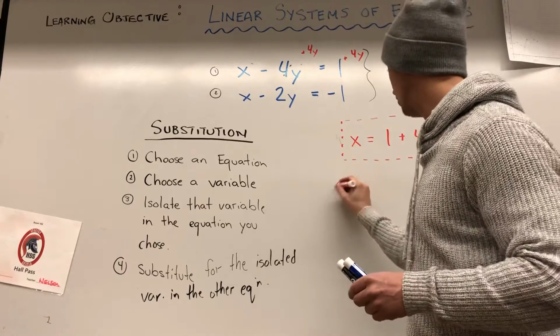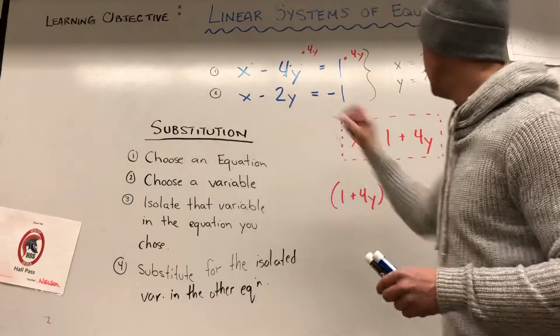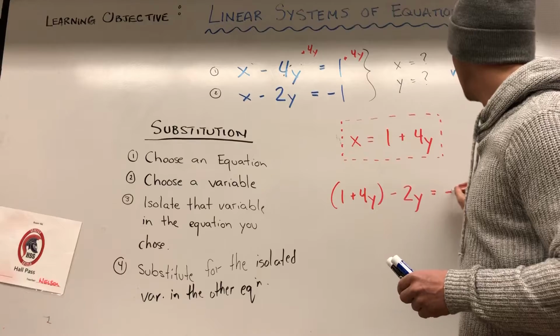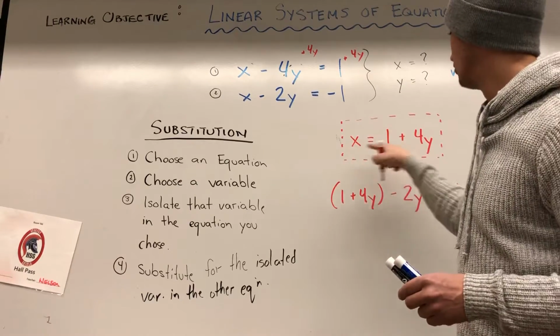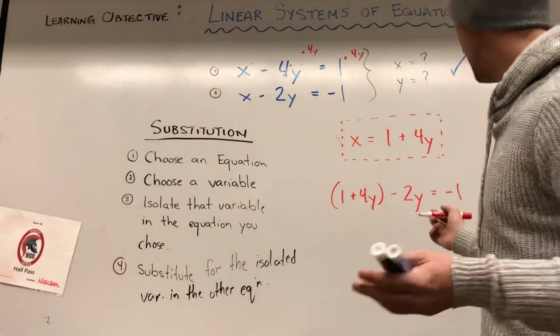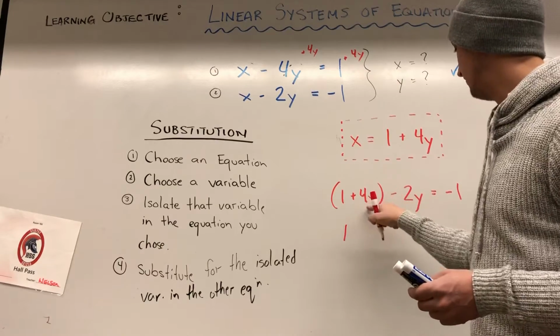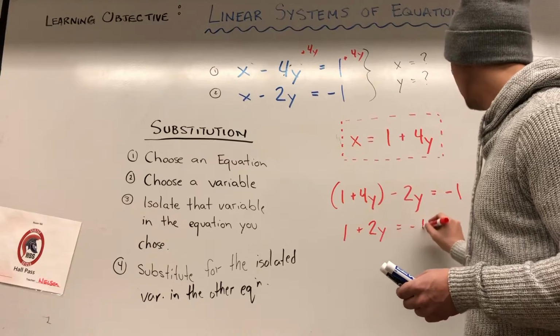Well, x, so 1 plus 4y minus 2y is equal to negative 1. 1 plus 4y is what x is equal to, so I can replace x with 1 plus 4y. Okay? Now I'm going to add all my y's together. So I have 4y minus 2y. So that's 2y is equal to negative 1.